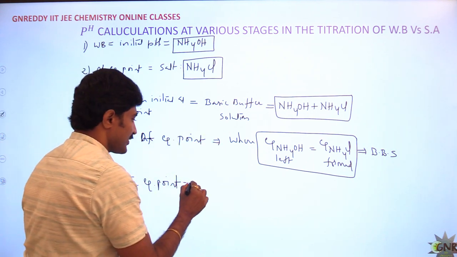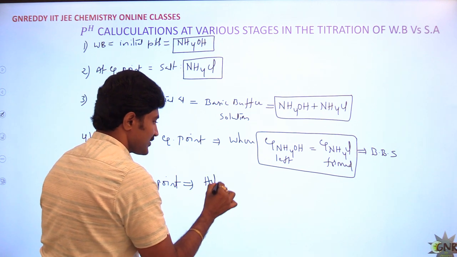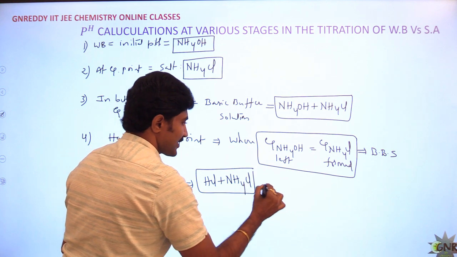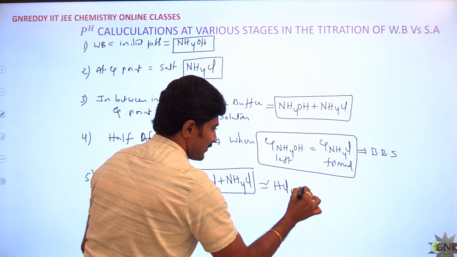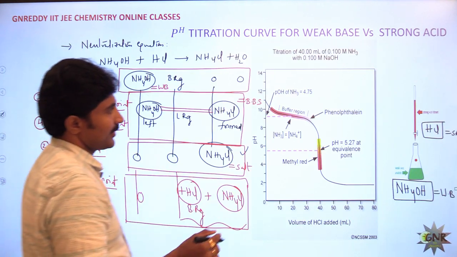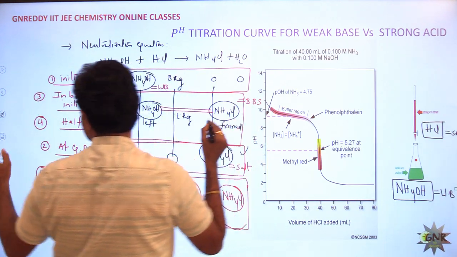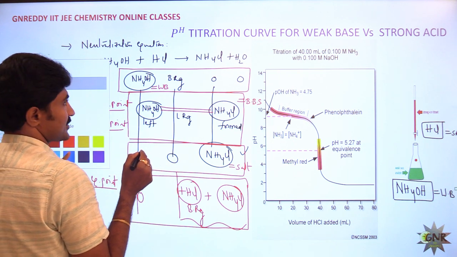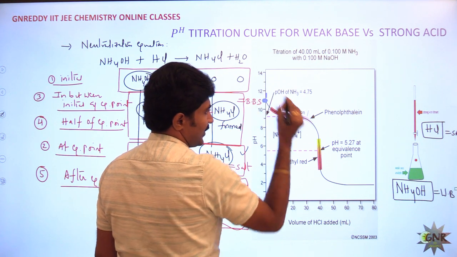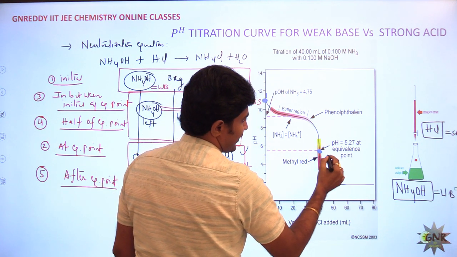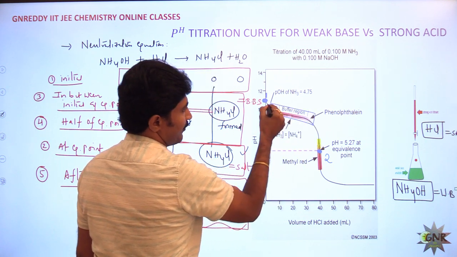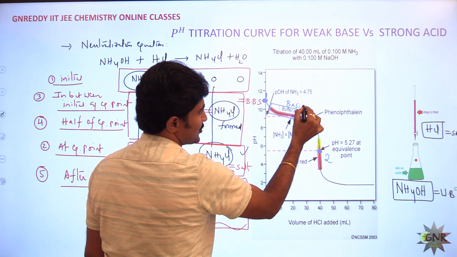And after the equivalence point, this is HCl plus ammonium chloride, but the ammonium chloride hydrolysis is suppressed, therefore it is like HCl left. So we have to calculate like this. If you look at this graph here, this is the first case, weak base, and this is the equivalence point, and in between is this buffer zone, the basic buffer zone.